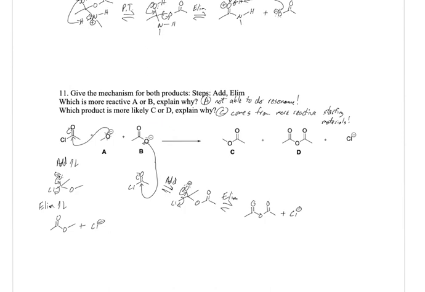And then which product is more likely? Well, C is more likely because the most likely product comes from the more reactive starting materials, right? If something reacts, that's the kind of product it's going to form. So A is the most reactive because it can't do resonance, and C is the most likely product because it comes from more reactive starting materials. Sometimes we get confused on that kind of stuff.